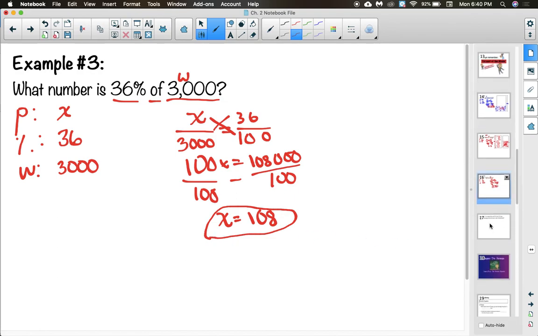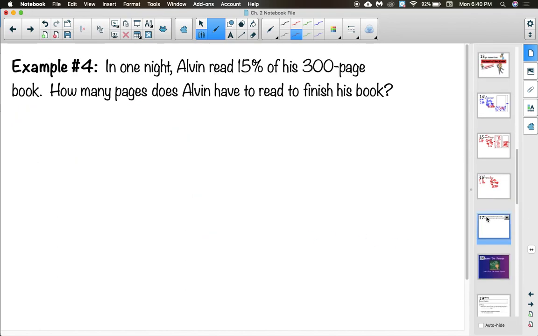All right, I know we're getting long here. Here's our last one. We have one word problem I want to look at. It says, in one night, Alvin, sorry, I thought we were changing this to Avon. Avon, this one's all about you, man. But we're going to say Alvin because that's what the book says. In one night, Alvin read 15% of his 300-page book. How many pages does Alvin have to read to finish his book?